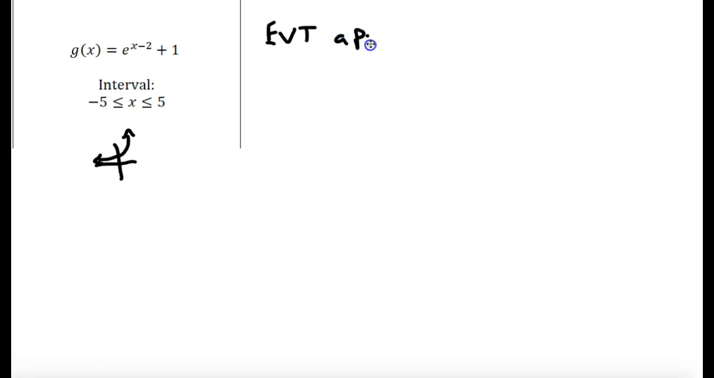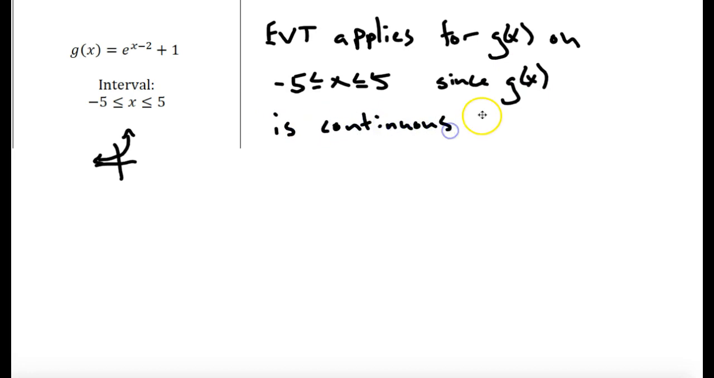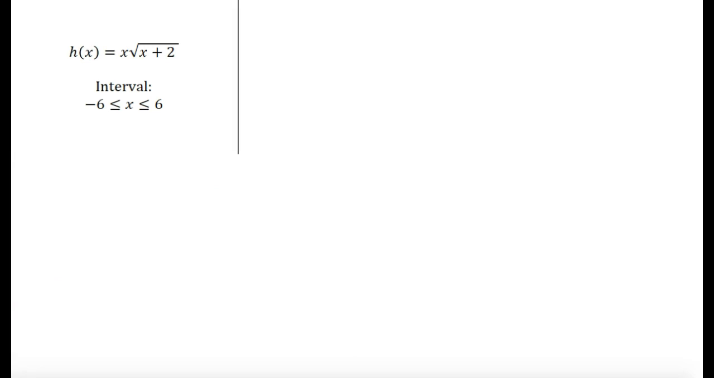So I'll say EVT applies for my function g of x on the interval -5 to 5, since g of x is continuous, and let's say for all real values. Okay. Let's take a look at our third example.